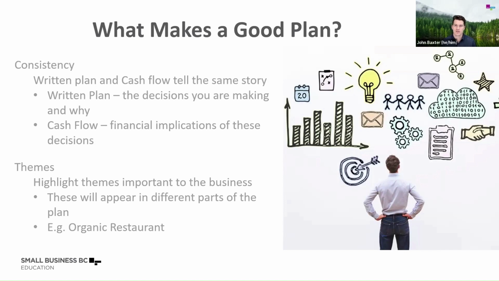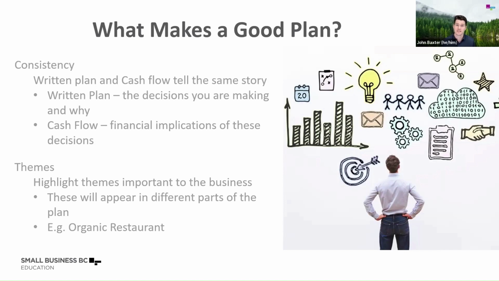Next is themes. Themes are the things that are most important, or those characteristics that are most important about the business, and they're going to appear throughout the plan. An example of this is if I'm starting a restaurant and it's going to be an organic food restaurant. That idea of organic food is going to be a key theme within my business plan. And though each section of the business plan and cash flow will be talking about different aspects, the idea of organic food is going to appear over and over as a theme.